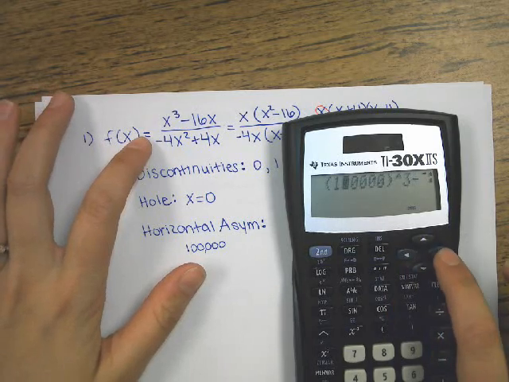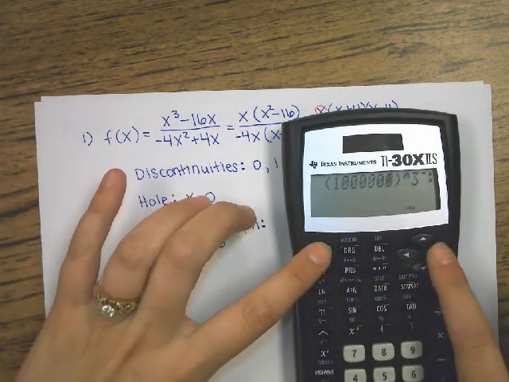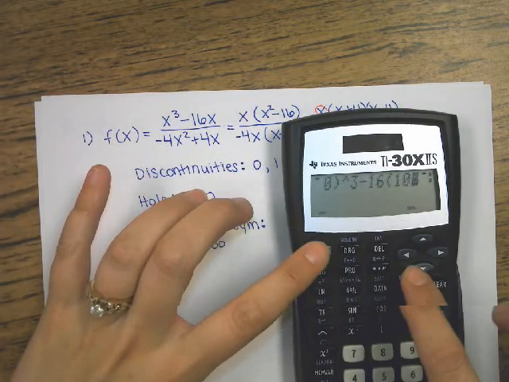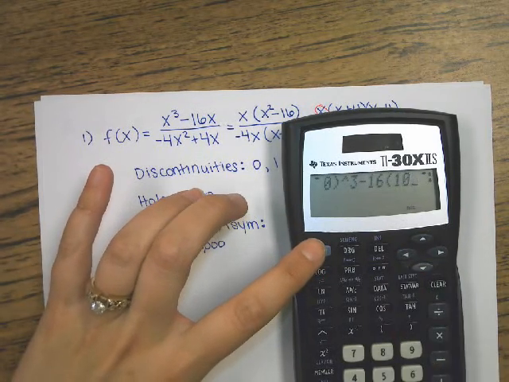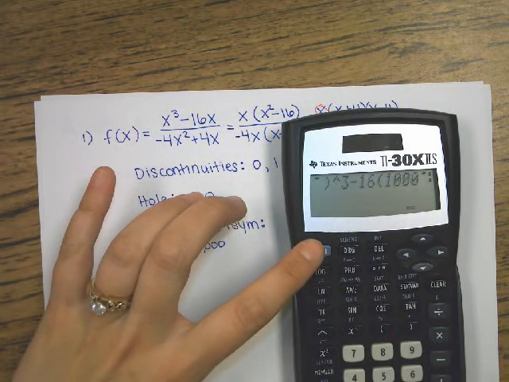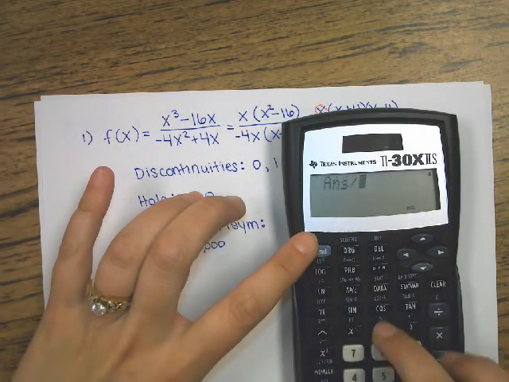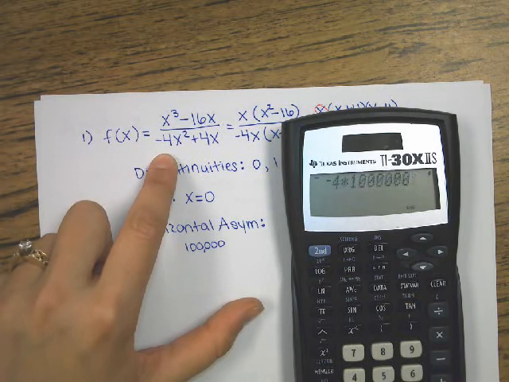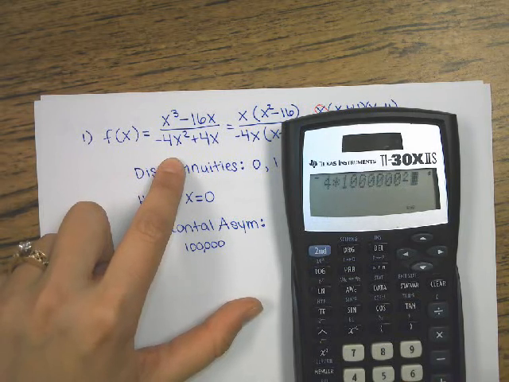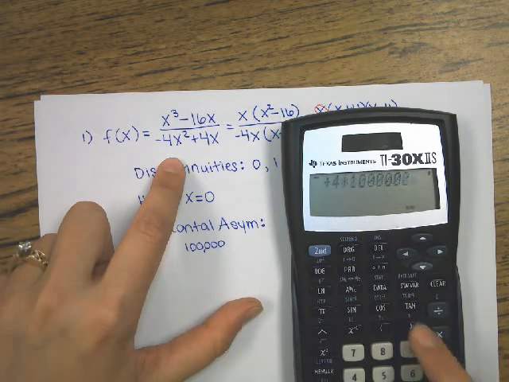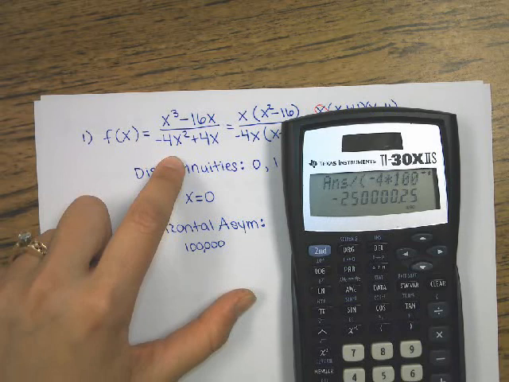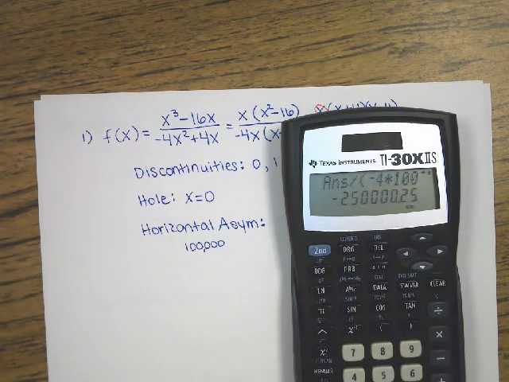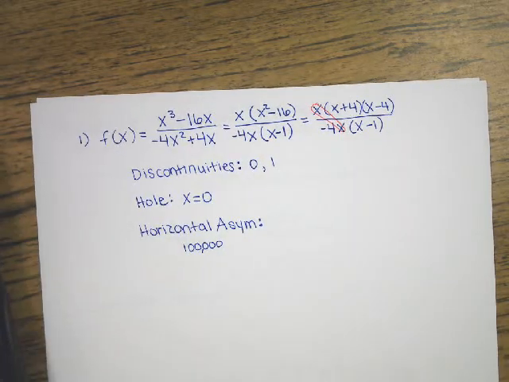So if I scroll up and insert another 0 here, and insert another 0 there, a huge number, divided by negative 4 times a million squared plus 4 times a million. And that's an even larger negative number. So our horizontal asymptote, there isn't one.